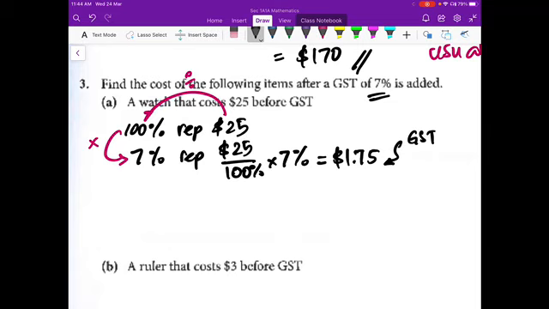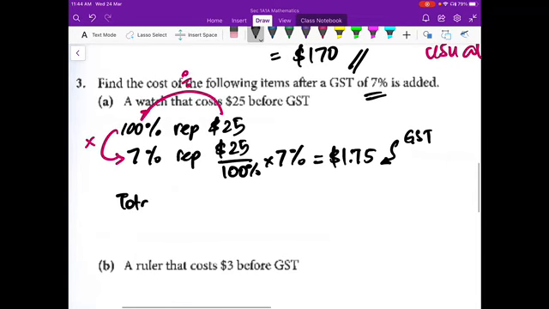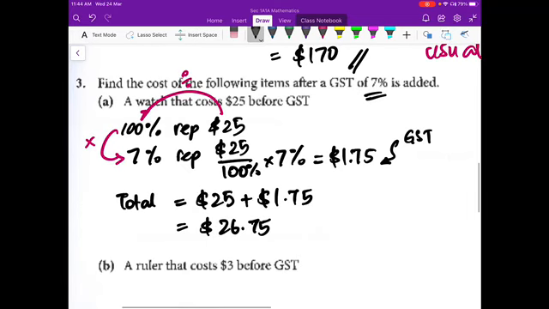You need to understand this. Class, all look at the screen. Look up, look up. This $1.75 is the extra we need to pay as the GST. So total equals to $25 plus $1.75. Total of $26.75. This is what you need to pay. So original price $25, but you need to pay in actual fact $26.75. Extra money $1.75 came from 7%. It is the GST that you need to pay for the goods.